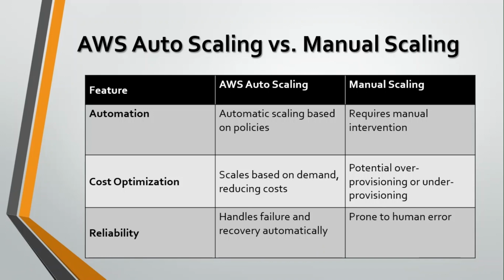Here is a quick comparison of AWS autoscaling versus manual scaling. With AWS autoscaling, scaling is automatic and based on real-time demand. This minimizes cost and ensures performance without manual intervention. On the other hand, manual scaling requires you to monitor and scale your resources manually, which can lead to either over-provisioning or under-provisioning, resulting in higher cost or degraded performance.